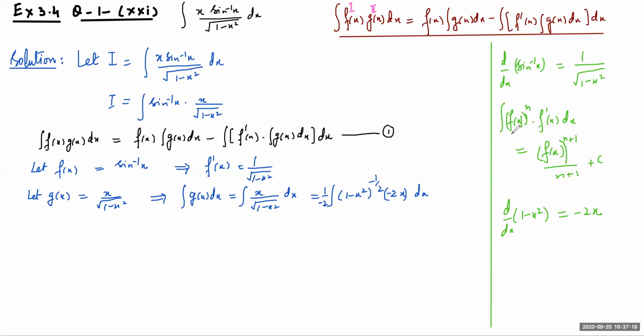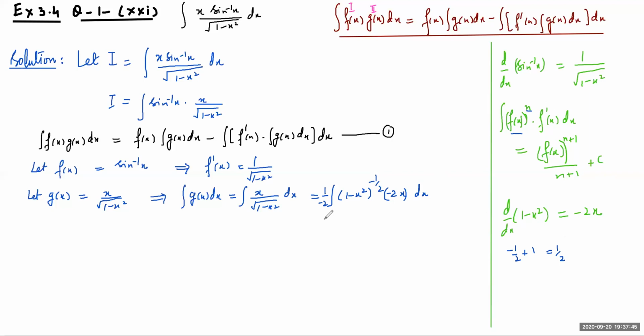I have got the function as 1 minus x square, the power n as minus 1 by 2, and f dash is minus 2x. Now what will I get? I will get f of x, that is 1 minus x square to power n plus 1. What will be n plus 1? Minus 1 by 2 plus 1, that is 1 by 2. I will have 1 minus x square to power 1 by 2 divided by 1 by 2 plus c.